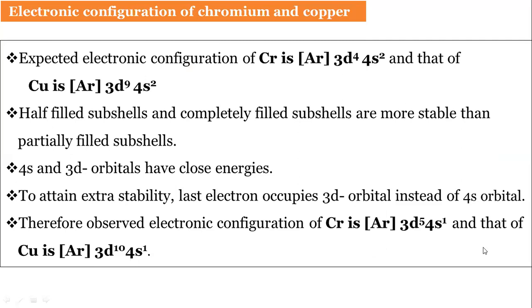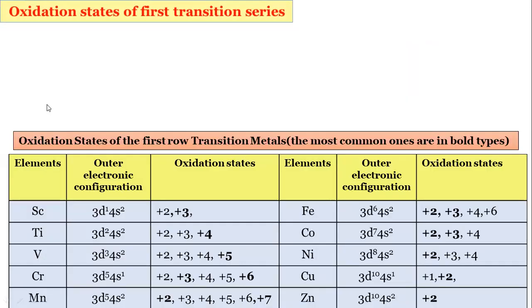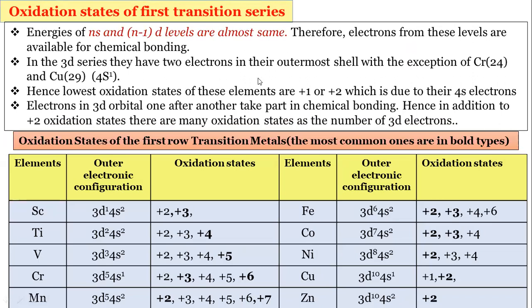Then I just explained the electronic configuration of chromium and copper. We can read it at home for getting extra stability. This is also explained. Then I am coming to the oxidation states of the first transition series. So what do oxidation states mean? For combination purposes, these transition elements can donate electrons. So all these transition elements show positive oxidation states.